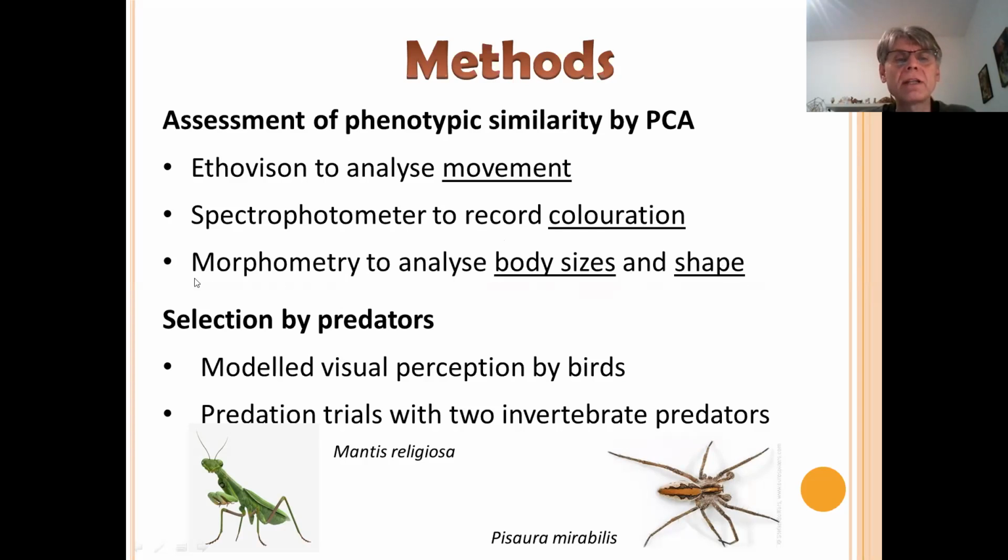And then we look at the selection by predators, and we actually use 3 different predators. First, we look at the perception of the birds. That means we modeled visual perception, how the birds can see the mimics and models. And then we performed predatory trials with 2 invertebrate predators that are occurring syntopically and sympatrically with the spiders. For adult spiders, we use Mantis religiosa, which is a common mantis and the only mantis that occurs in Central Europe. And for the juveniles, we use Pisaura mirabilis, because juveniles occur in autumn when mantises are too big to be potential predators. And here I'm going to present the results.